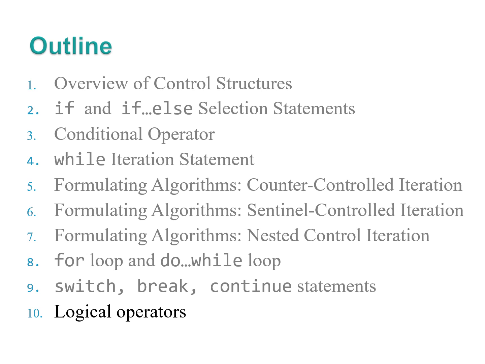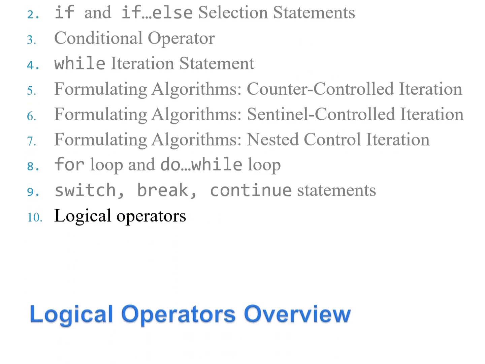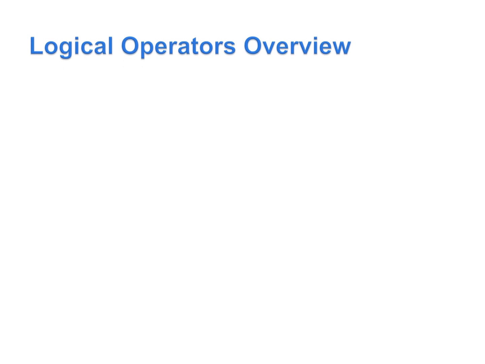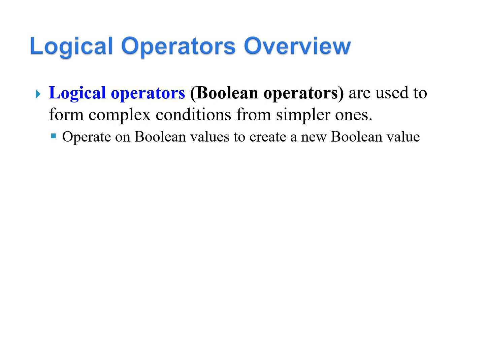Now we move on to the last section related to control structures, which is about logical operators. Recall that every selection or repetition statement requires testing a condition. Conditions are Boolean expressions which return Boolean values. But in our examples so far, we have used only simple Boolean expressions, such as comparisons, as conditions. To form complex conditions from simpler ones, we can use logical operators, also known as Boolean operators.